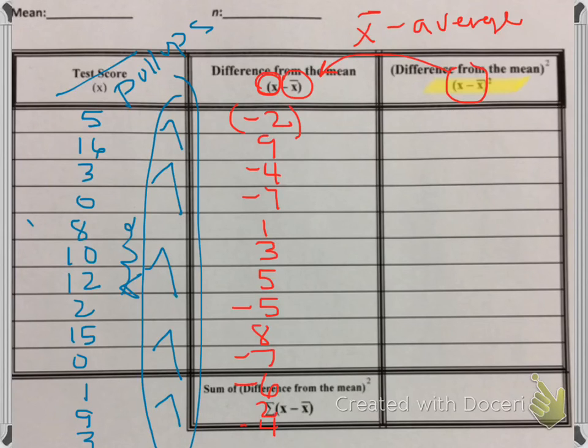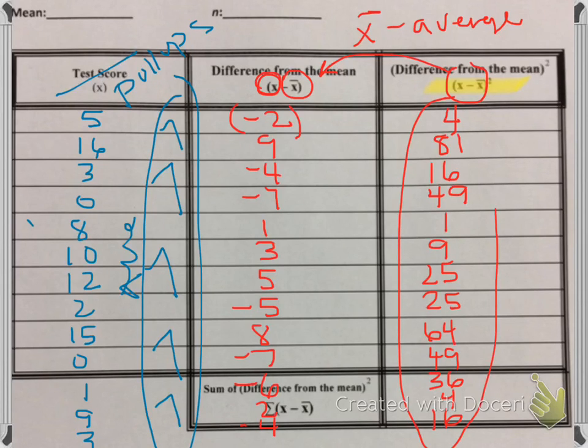But negative 2 squared would be positive 4. 9 squared would be 81. Negative 4 squared would be 16. Negative 7 squared would be 49. 1 squared is 1, 3 squared is 9, 5 squared is 25, negative 5 squared is a positive 25, 8 squared is 64, negative 7 squared is 49, negative 6 squared is 36, 2 squared is 4, and negative 4 squared is 16. So here's all of my numbers now.